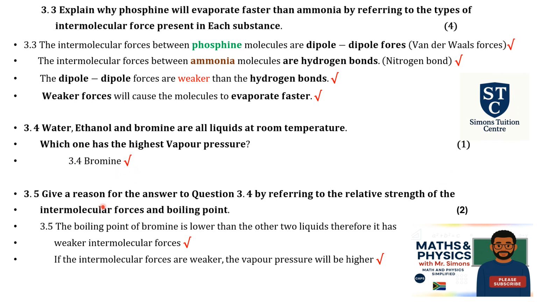1 mark. So give a reason for the answer. The boiling point of bromine is lower than the other two liquids, therefore it has weaker intermolecular forces. If the intermolecular forces are weaker, the vapor pressure will be higher, meaning it will turn into a gas easier than the other two. Right? Hope that makes sense.